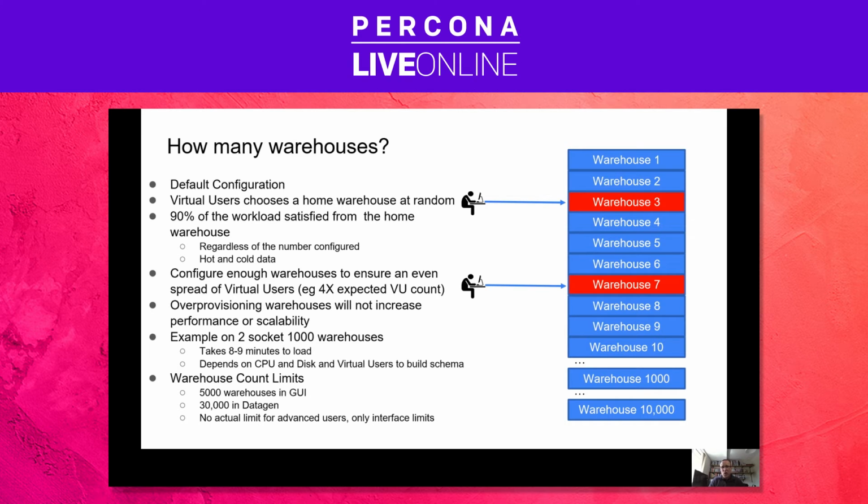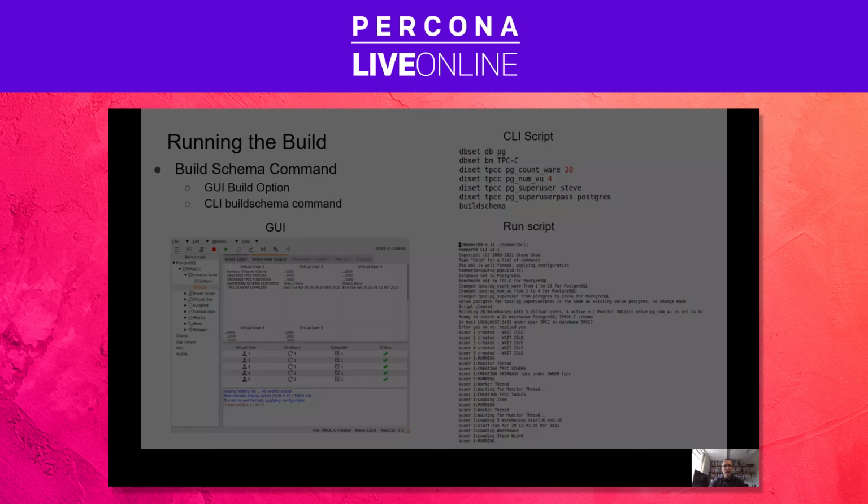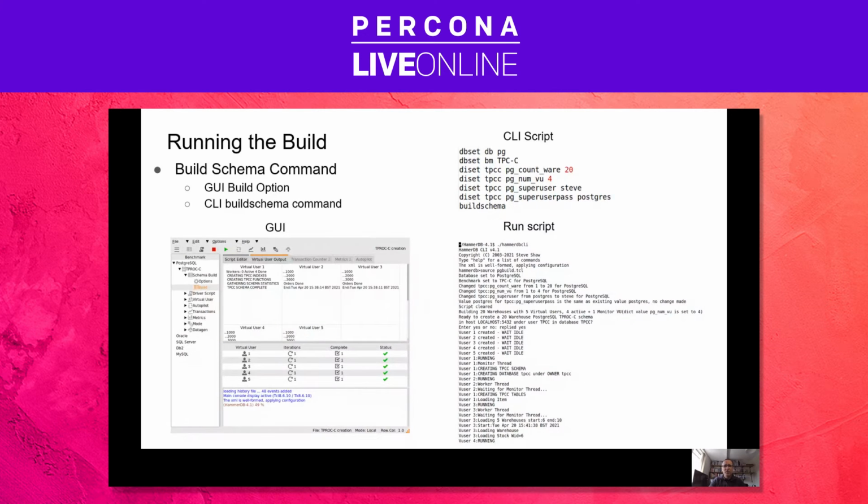Also, if you're loading across a high latency network, then that's going to have an impact as well, because we're creating data and loading it. There are some limits within the GUI, and also the data gen feature, which allows us to create flat files, which we'll mention in a moment. But there's no hard-coded limit to the schema build, so advanced users can go in there, change it, and create as many warehouses as they want.